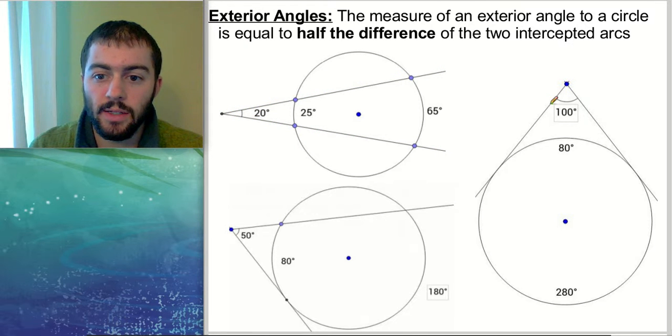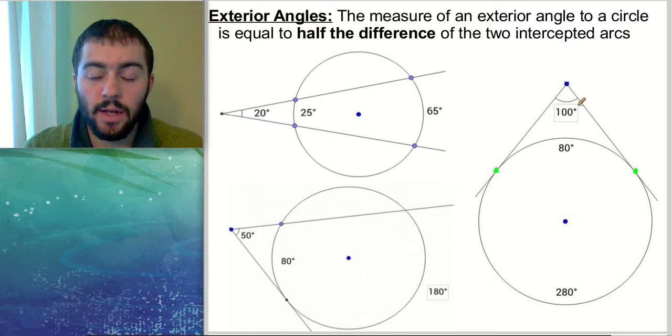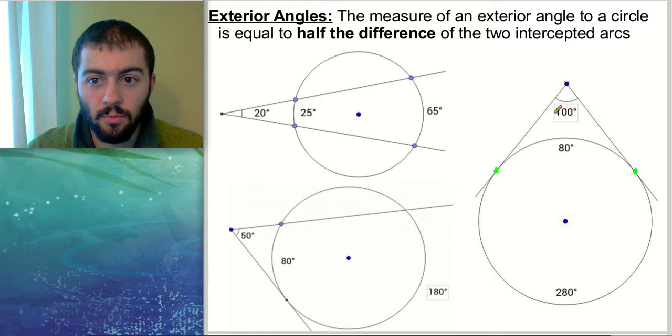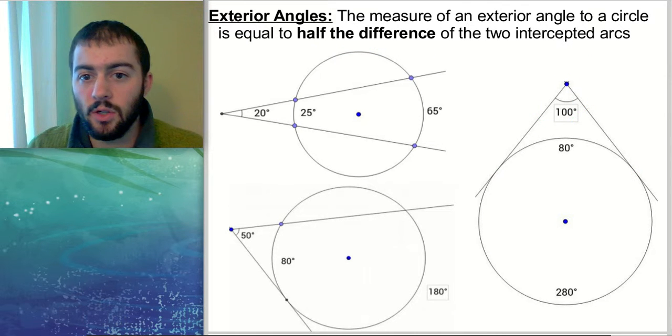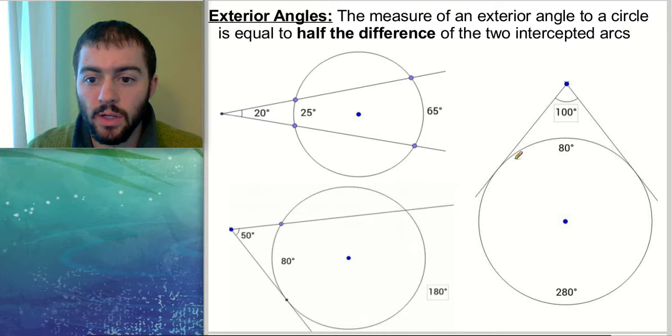We have two lines that connect to points on the circle. In this case, these are two tangent lines. If we have two tangent lines, then we're going to use the same rule, half the difference of the intercepted arcs. This looks a little different than the other one, but we still have this exterior angle formed on the outside of the circle, and the rule is going to be the same. We're going to take half the difference of the two intercepted arcs.